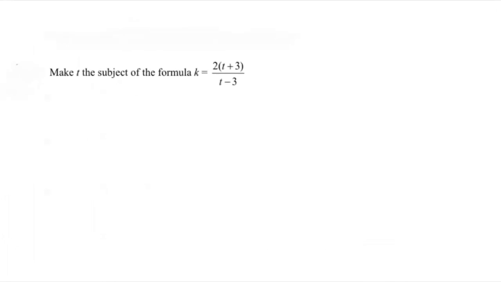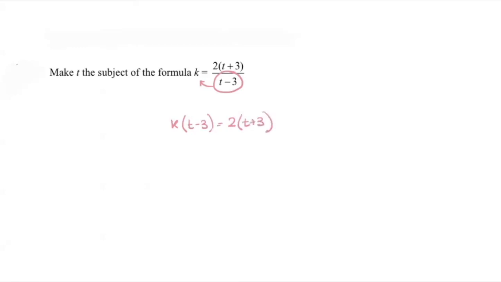Okay, our next question is to make T the subject. So we're going to be rearranging. Now, T is in two places, and specifically, it's part of a denominator, which we need to get rid of as quickly as possible. So I'm going to bring that across to join the K as a multiplication.